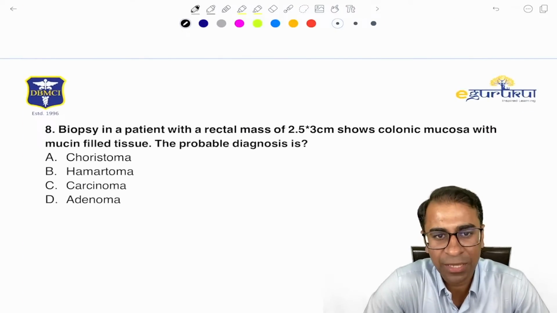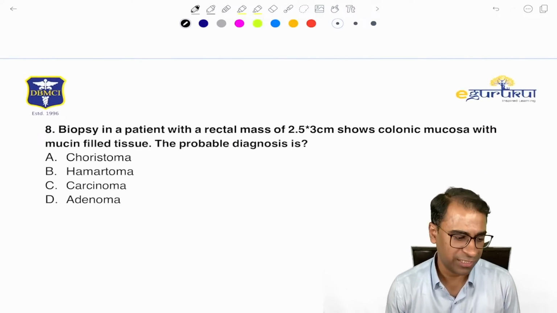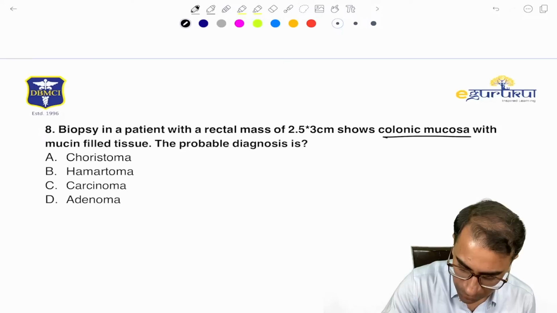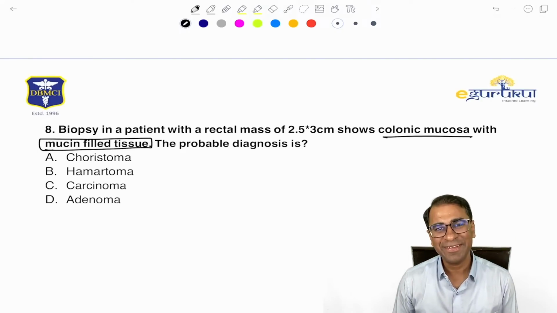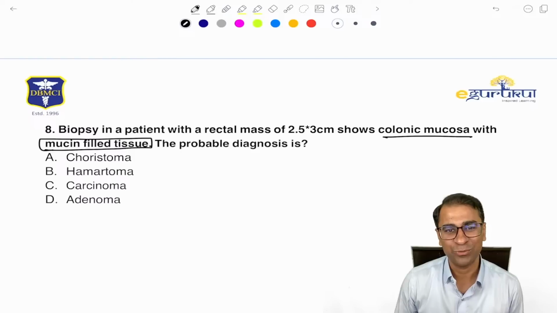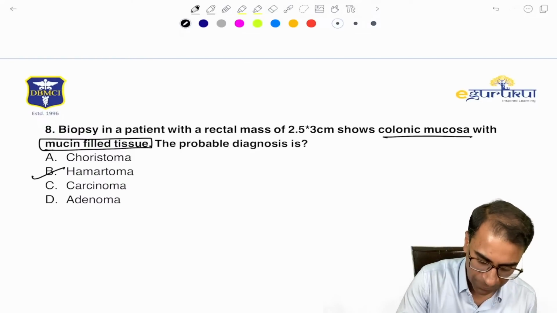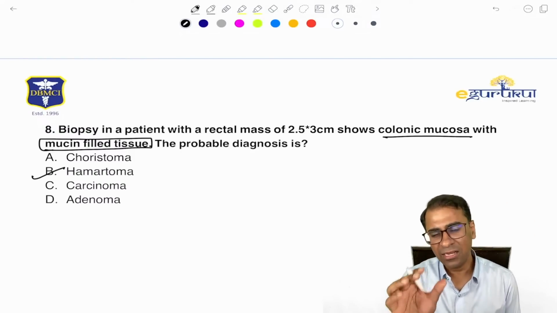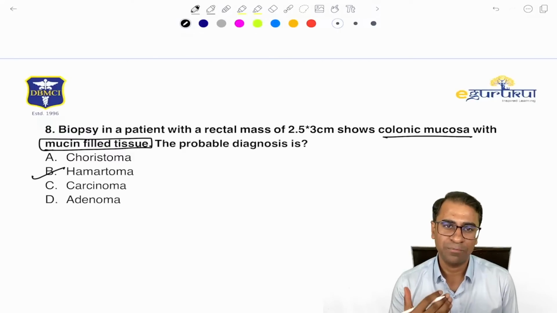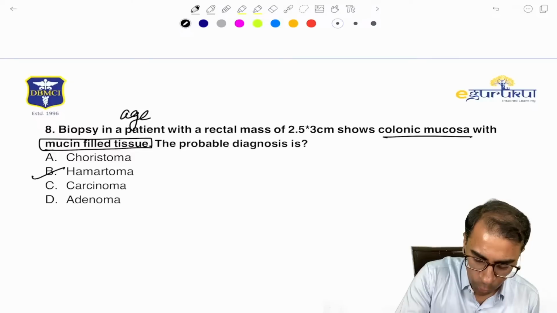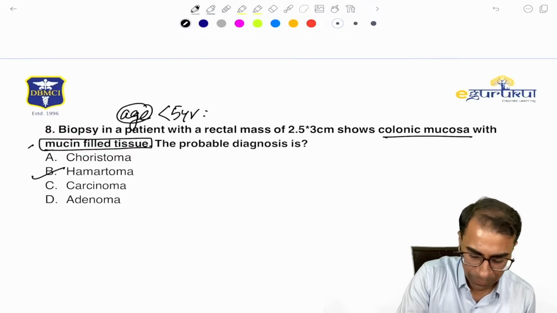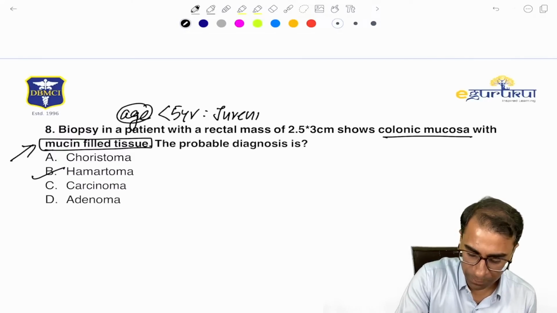A biopsy in a patient with a rectal mass of 2.5 to 3 centimeters shows a chronic mucosa with a mucin-filled tissue. What is this? Mucin-filled tissue. This is a case of hamartoma. Now look, this is actually an incomplete question, I'll tell you. The question should have mentioned age. The moment you see an age of less than 5 years, in this case with a mucin-filled tissue, it becomes a case of, yes, juvenile polyp.